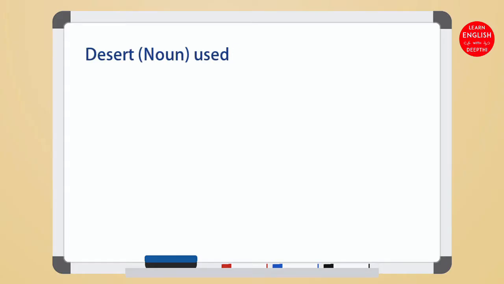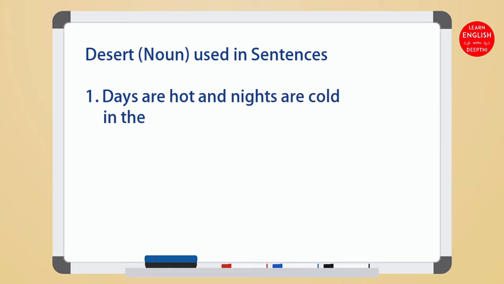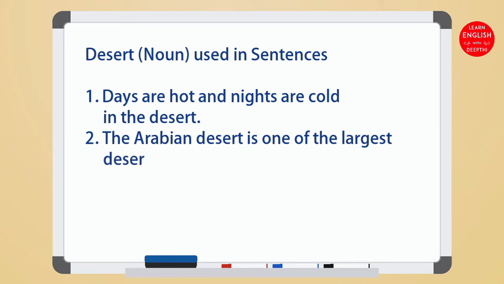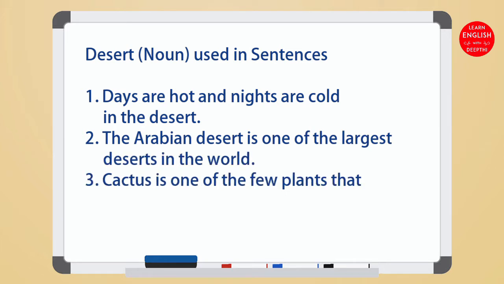Let's look at how to use this word in a sentence. Days are hot and nights are cold in the desert. The Arabian desert is one of the largest deserts in the world. Cactus is one of the few plants that can survive in the desert.